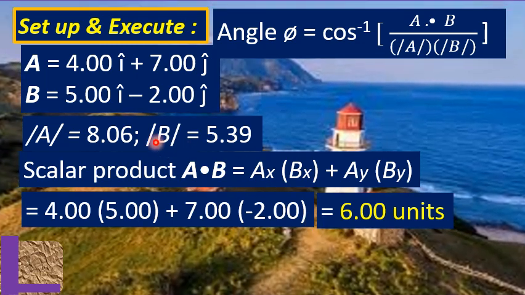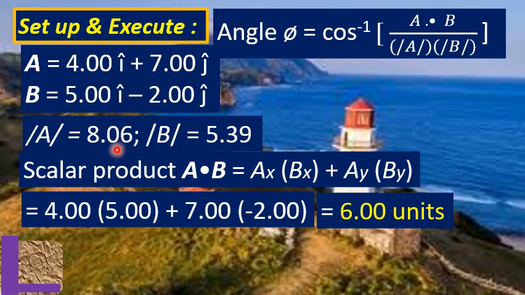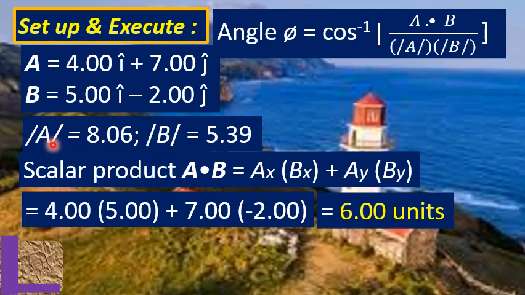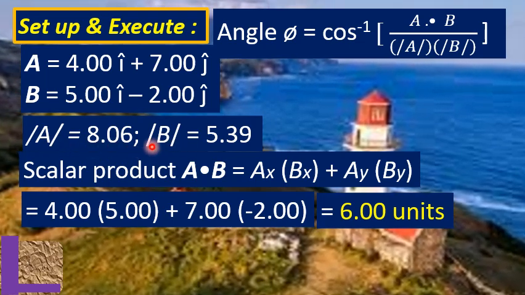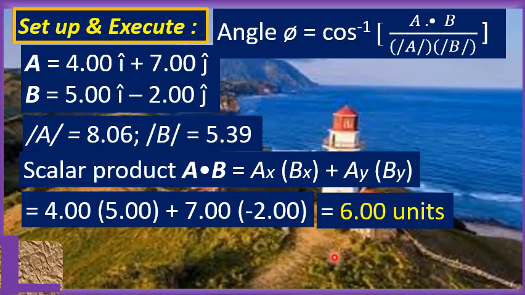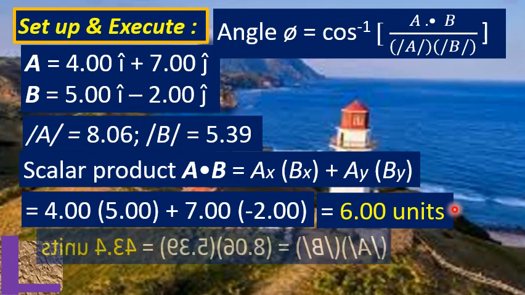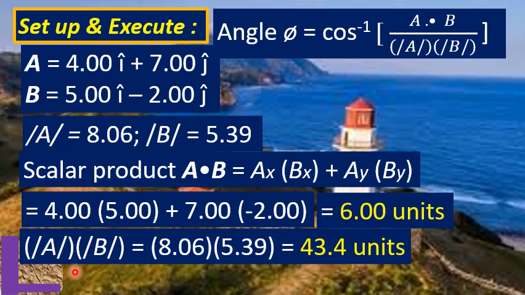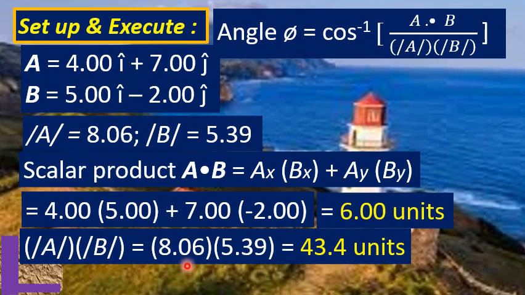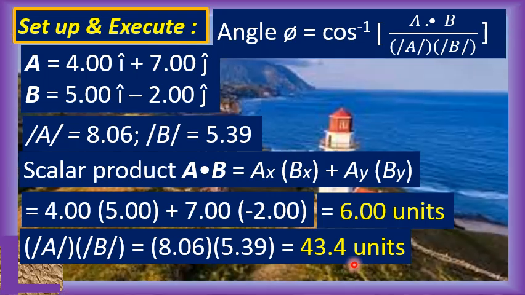Earlier, we have already obtained the magnitudes or absolute values of vectors A and B. The magnitude of vector A is 8.06, while that of vector B is 5.39. So we can also find the product of their magnitudes, or the absolute value of A times the absolute value of vector B. That is 8.06 multiplied by 5.39. So we will get 43.4 units.